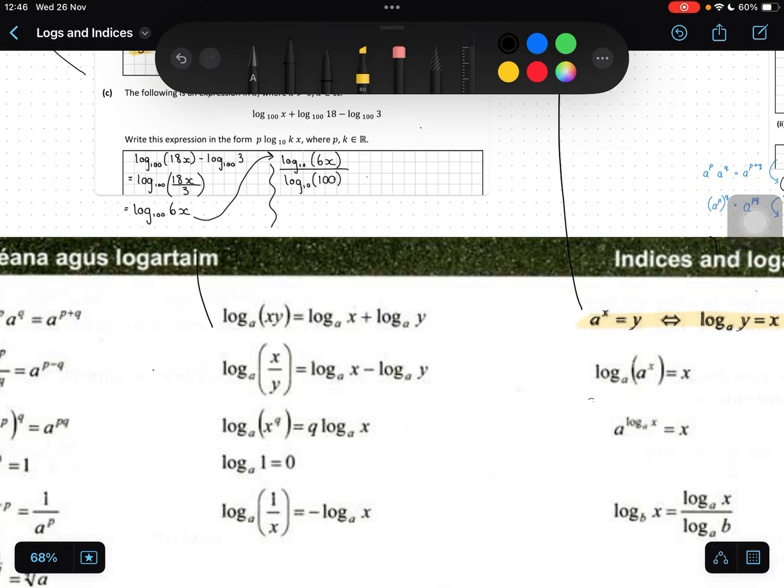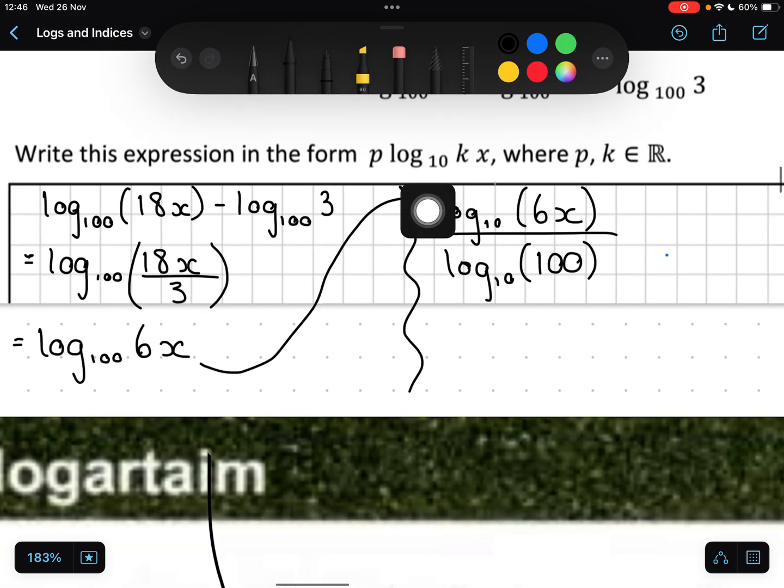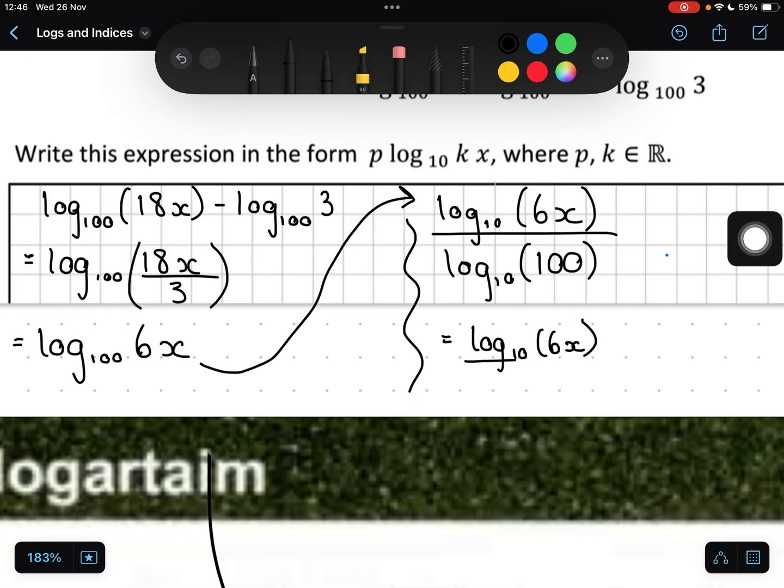If I look at simplifying this down, I can't really simplify that top line there, so that's just going to stay as log with a base 10 of 6x. I couldn't really simplify it because there's a variable in there, whereas this bottom line I can do: 10 to the power of what is 100? If it wasn't a really obvious answer, I could put it into my calculator, but 10 to the power of 2 is 100, so I can fill that in.